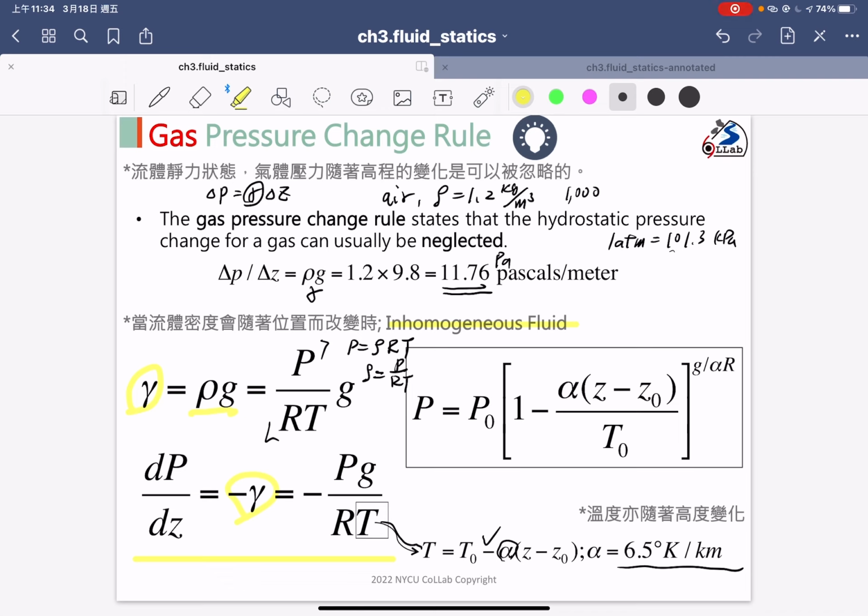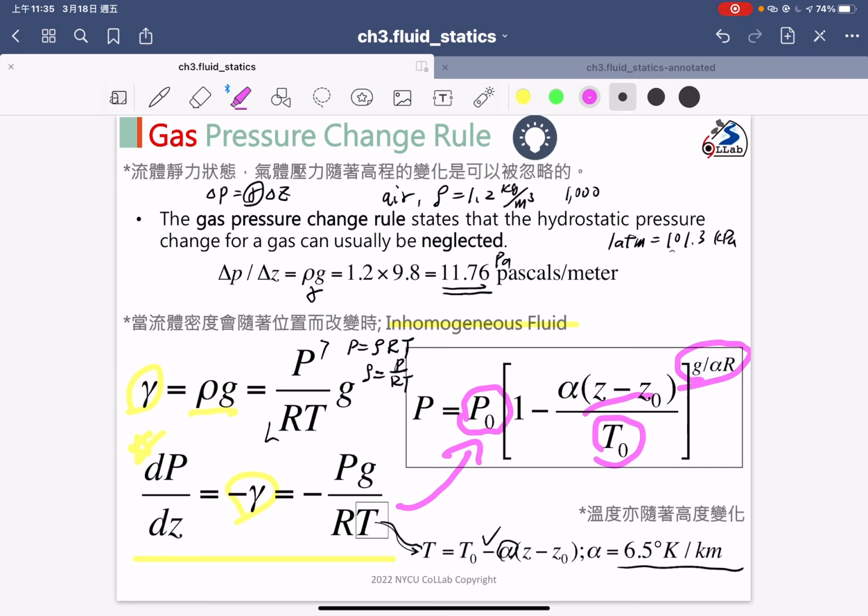You can integrate these equations, and you will have the final result. So you know that the pressure at sea level multiplied by 1 minus the sea level temperature, alpha, and the elevation change here, and we have the power. The power is the ratio between the gravity and the gas constant, and also the alpha temperature gradient.